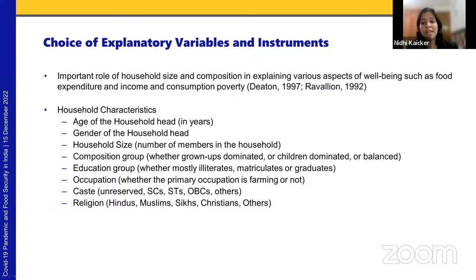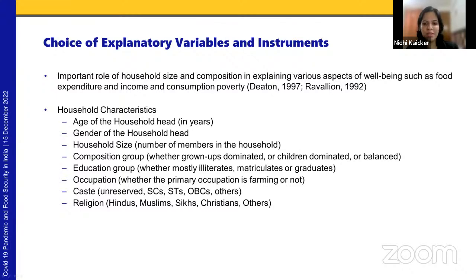There is empirical evidence that food expenditure share increases with household size, number of adults, and age of household head. Female-headed households are found to be more food secure than male-headed households. Food security rises with education of household head. And there's also empirical evidence that households with children are relatively more food insecure on an average. So we use the standard CPHS classification on composition, whether the household is dominated by children or grown-ups or balanced, and also on education, whether the household comprises mostly illiterates, matriculates, or graduates. On occupation group, we use a different classification. We don't use that much of detail that is there in CPHS.